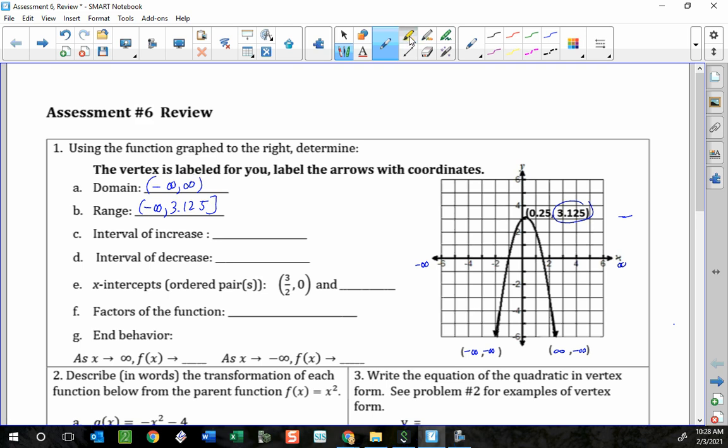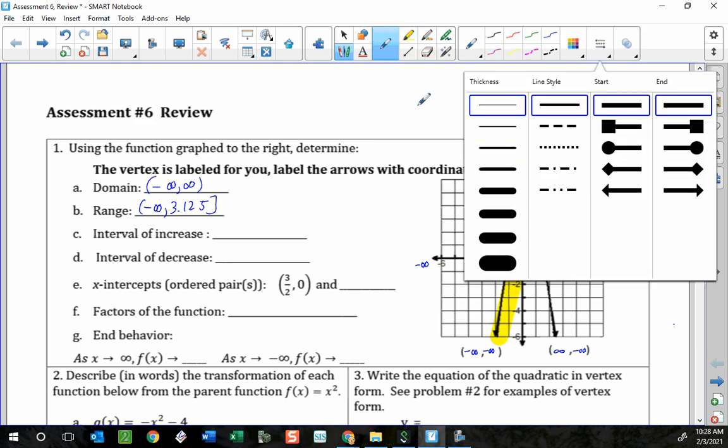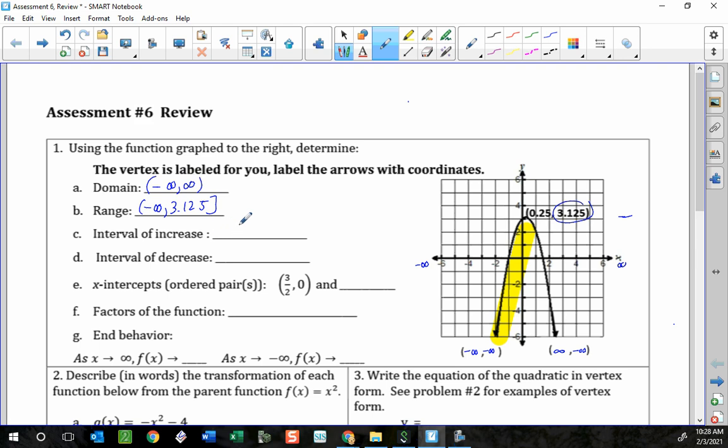Increasing interval. So this left side here is increasing. It has a positive slope to that side. So that's increasing from negative infinity all the way to this x value of 0.25. So let's see, negative infinity to 0.25, always use parentheses. And the other side is decreasing, so from 0.25 on to infinity.